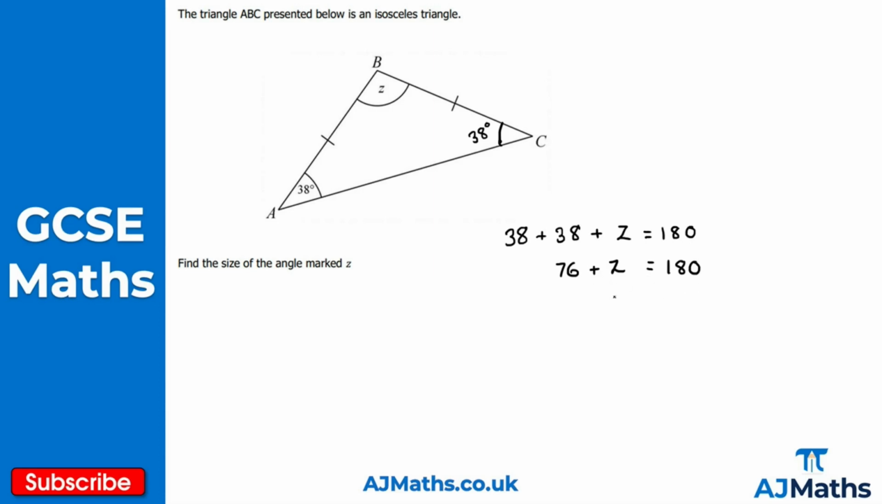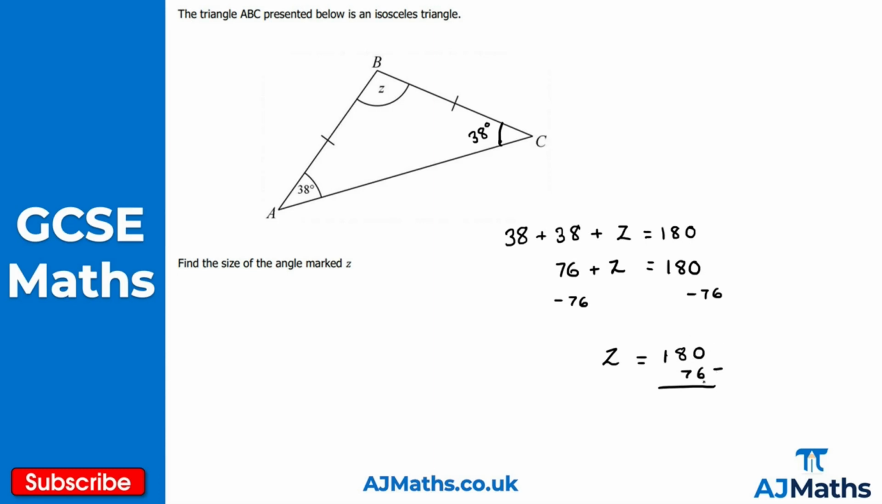Now I just want z here, so again, all I need to do now is subtract this positive 76 off both sides, so minus 76 and minus 76 there. So on the left-hand side here, what we get is just z, and that's going to be equal to 180 minus 76 there, okay?